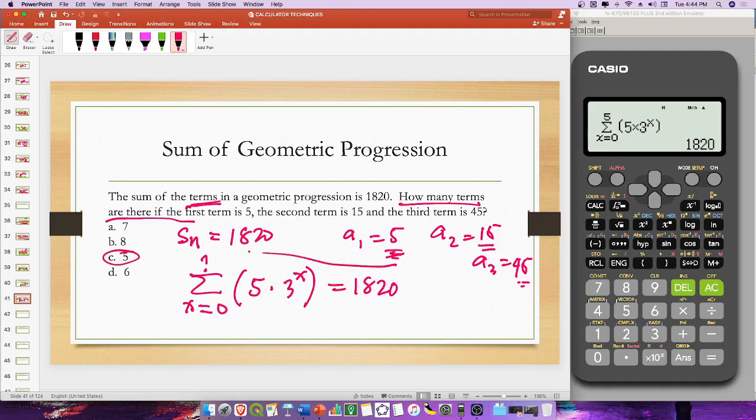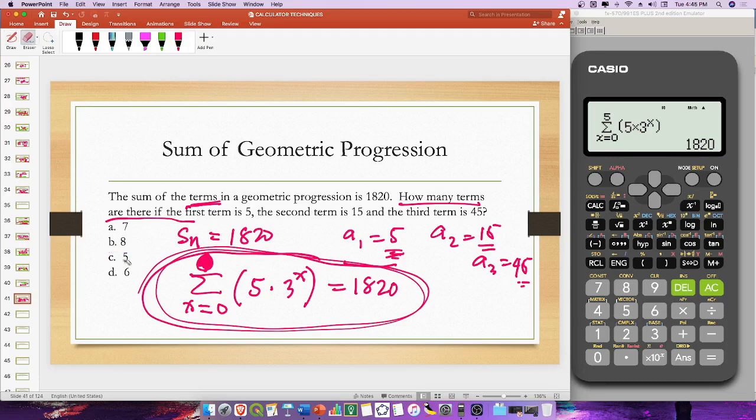What is important here is that you have this equation for the sum, and what you will do is trial the values of the limit of your summation. Take note, 5 here is not the correct answer. If I put 5 here, the answer is 1820. But 5 is not the number of terms, because the summation goes from 0 up to 5. So the number of terms is actually 6. 0 to 5 is 6. It so happened that 5 gives 1820, but you have to look at the number of terms, 0 up to 5. That's 6.